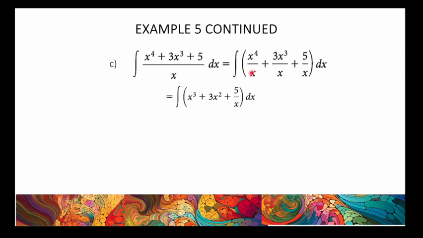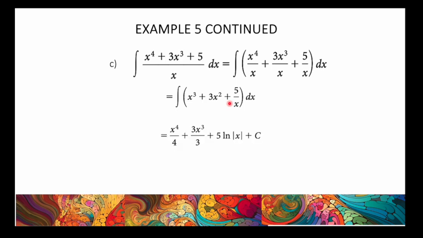So I can cross off an x on the top and the bottom of these first two terms. And when we clean that up, we get x to the third plus 3x squared. There really isn't anything that we can do to simplify 5 over x, so that is just going to get carried down.